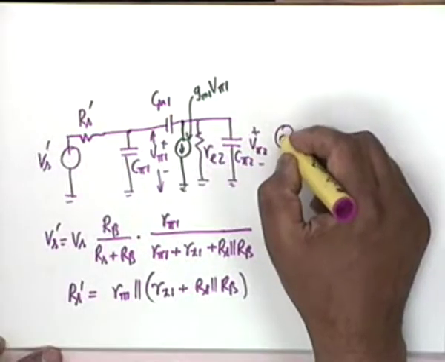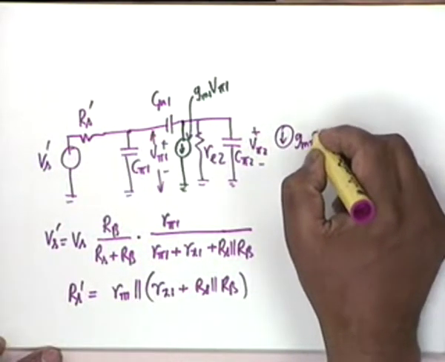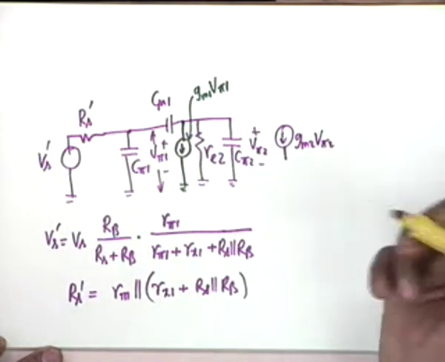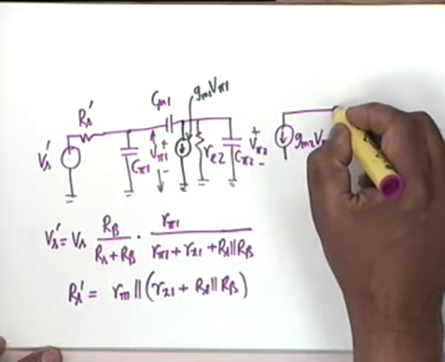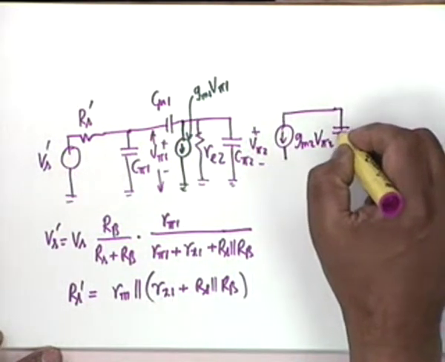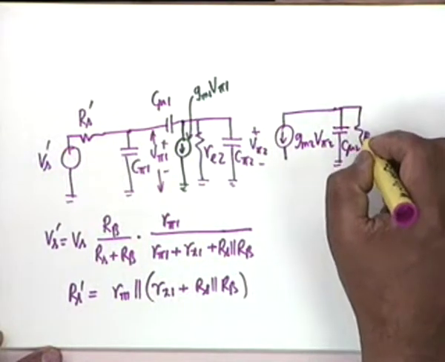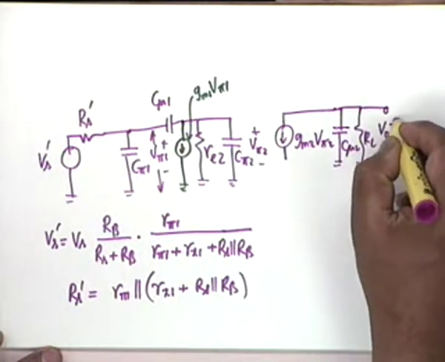GM1 V pi 1, this is what I had omitted, and then we have GM2 V pi 2. This terminal I leave intentionally open. It could be connected to ground, it could be connected anywhere you like, but the fact is that it comes across a C mu 2 and RL to make the output as V0.